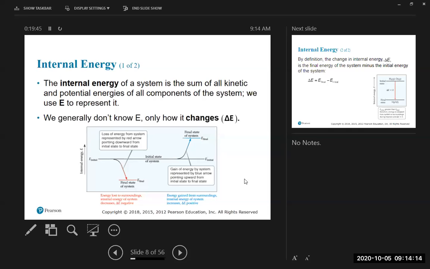So, loss of energy to surroundings. In other words, if we did something and I could feel it getting hotter, for instance, then that would be a loss of energy. We'll learn in a second that's called exothermic. And then putting energy into the system, where the system has gained energy, that change in energy goes up, and that's a positive value, and that'll be called endothermic.